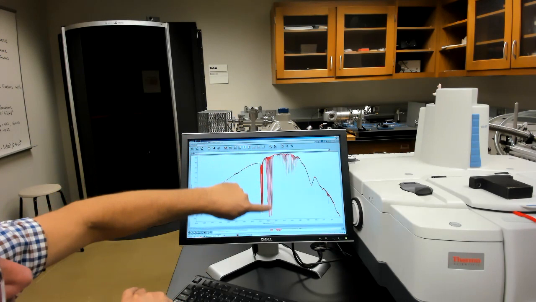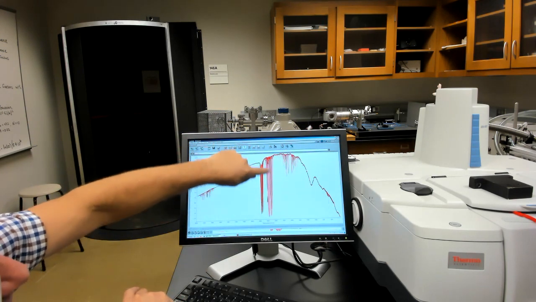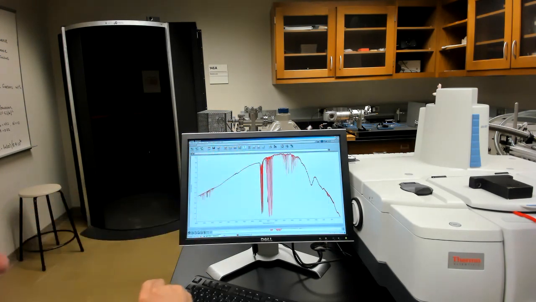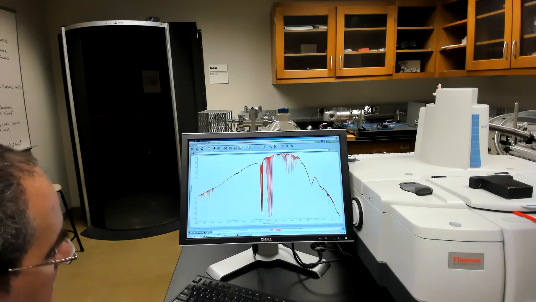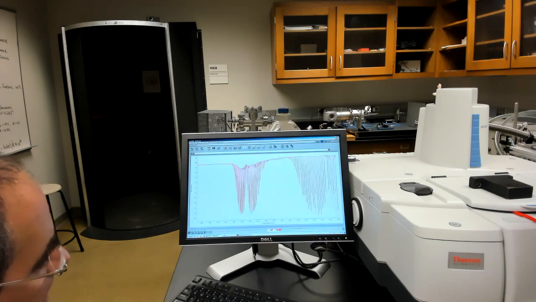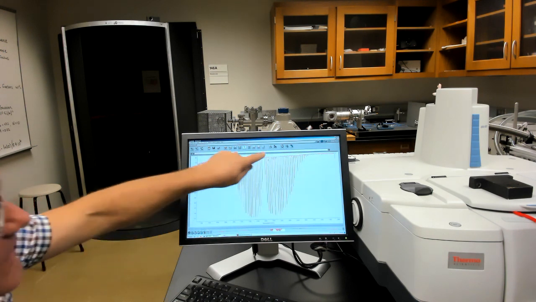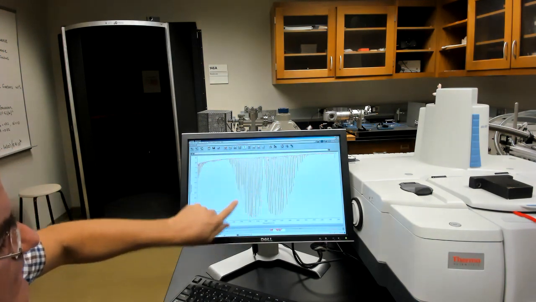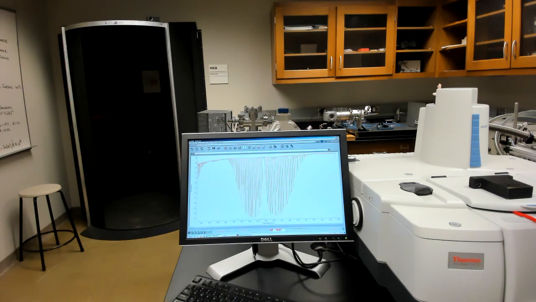Finally, the main thing that we're interested in right now is this set of lines here, which are due to carbon monoxide. Here, we can zoom in on them for a second so you can see them more clearly. Here they are. These two sets of absorption lines, very strong, very narrow, are due to carbon monoxide. And that's what we'll investigate further.